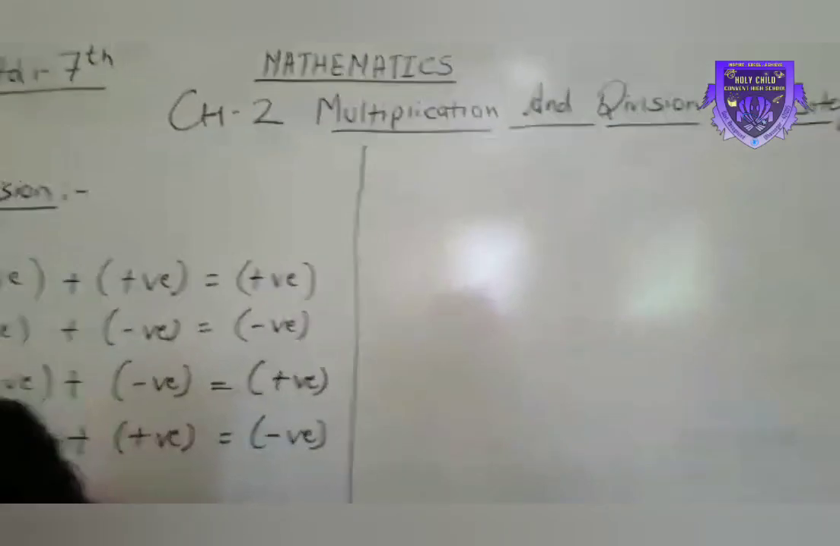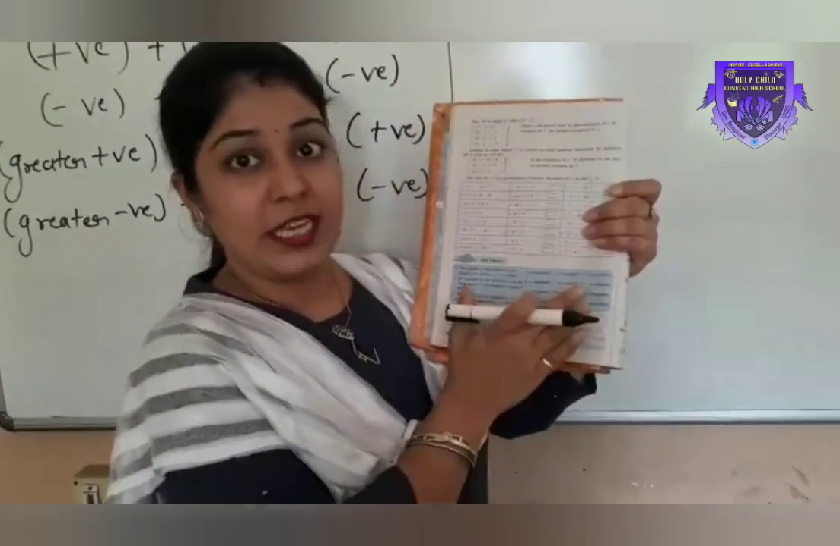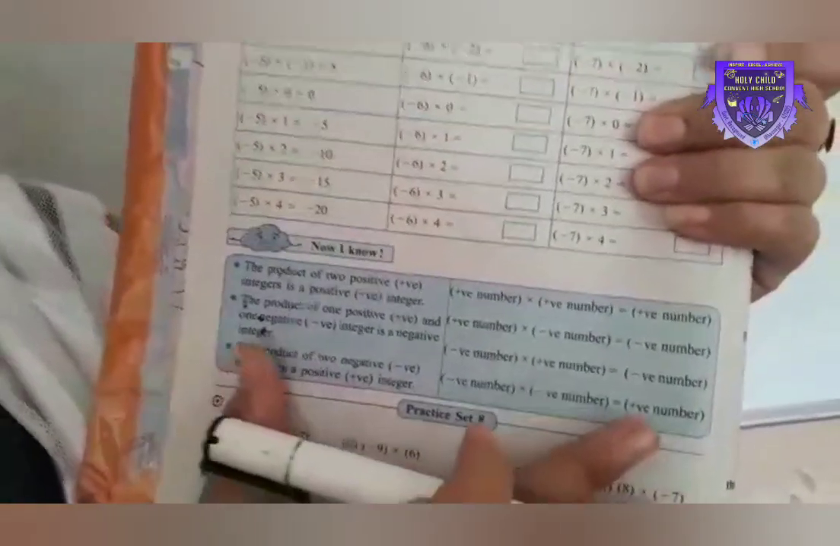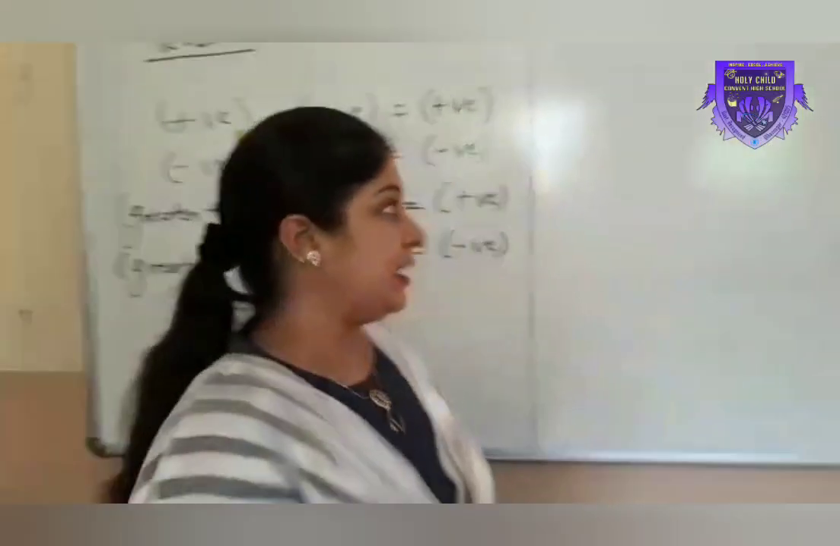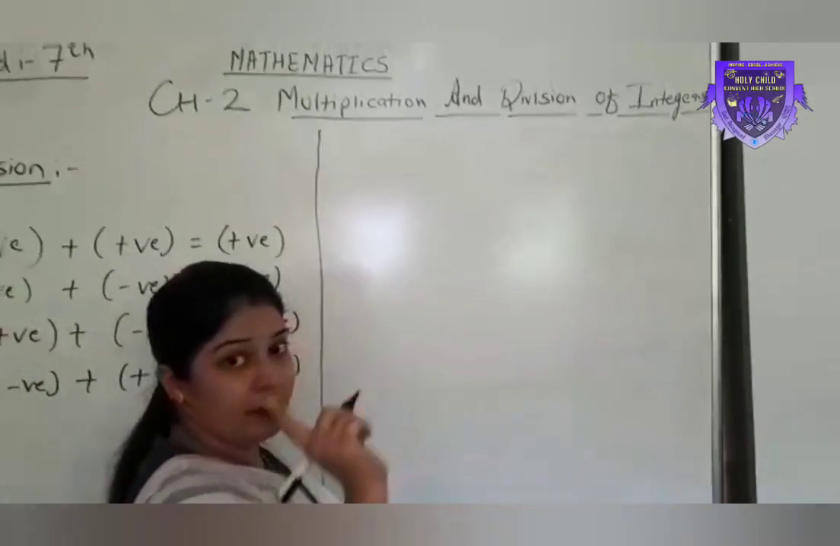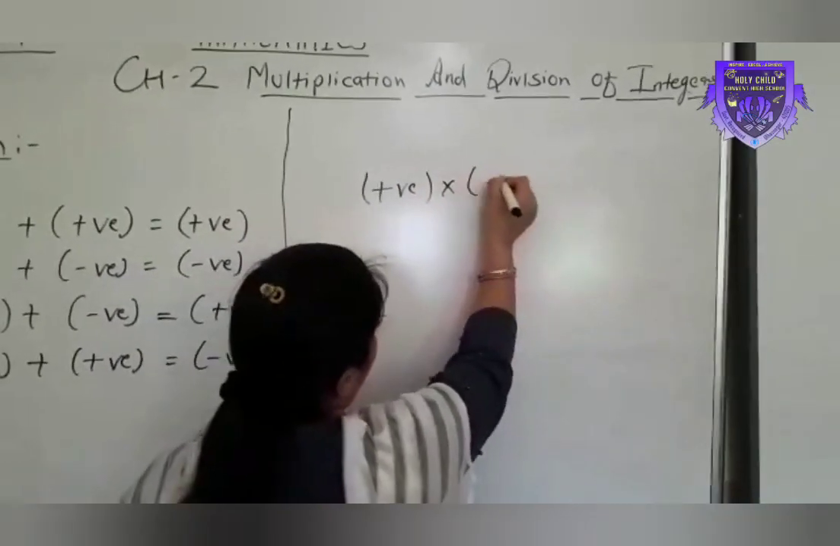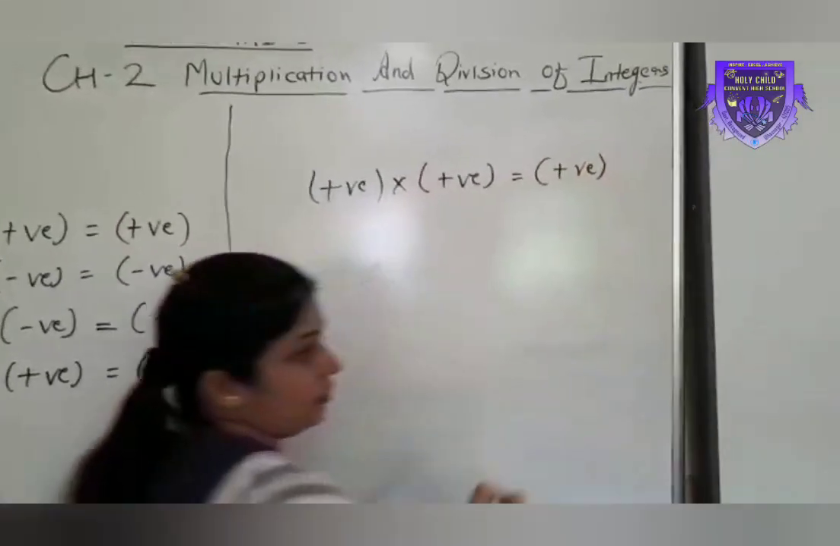On page number 12 of your textbook, you have this blue box. These are the rules for multiplication of integers. First I am going to explain this, then we will move further for practice. First rule is, the product of two positive integers is a positive integer. Product means multiplication. So if we are multiplying two positive integers, we will get the answer in positive.